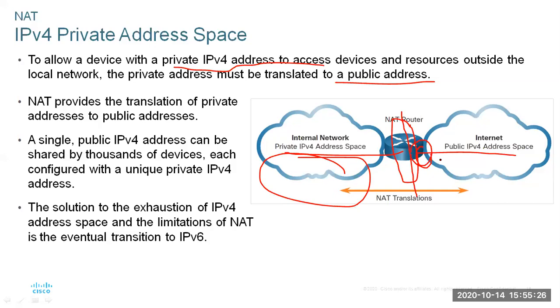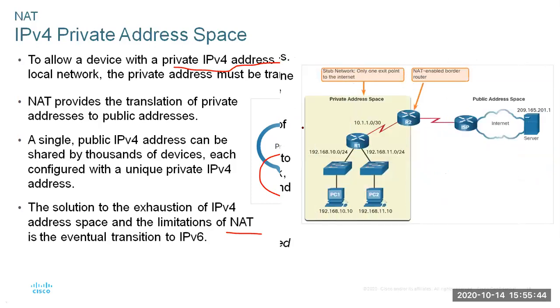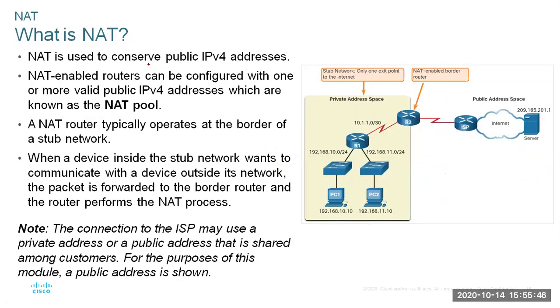If they say what's my IP, they are all going to see the same IP address. Now, this idea of NAT is because we need to maximize IP version 4. The solution to the exhaustion of IP version 4 address space is NAT. NAT is used to conserve public IP version 4 addresses, and NAT-enabled routers can be configured with one or more valid public IP addresses known as the NAT pool.